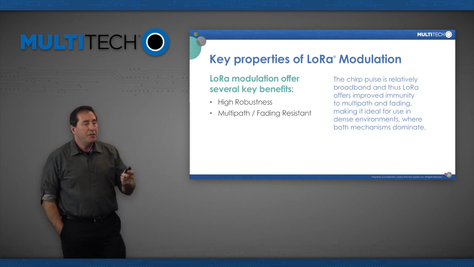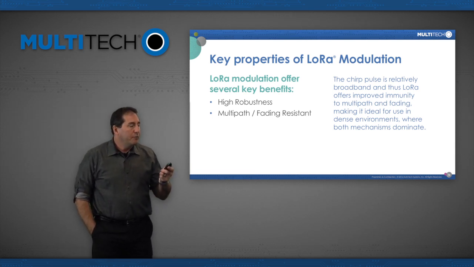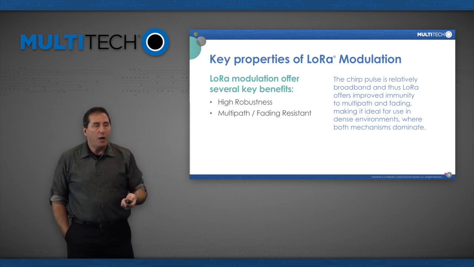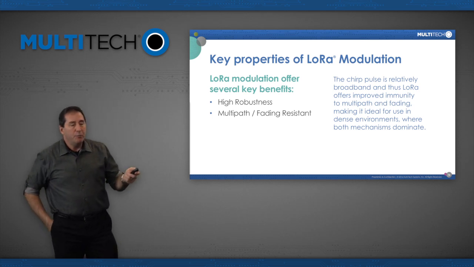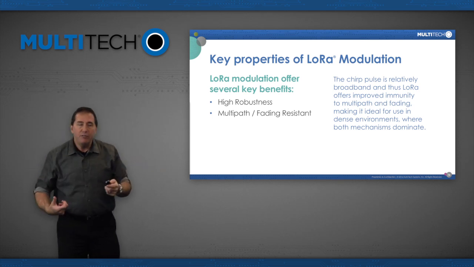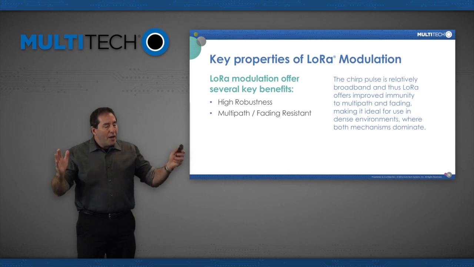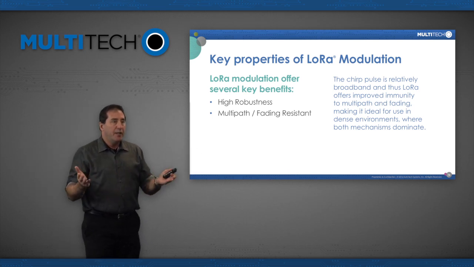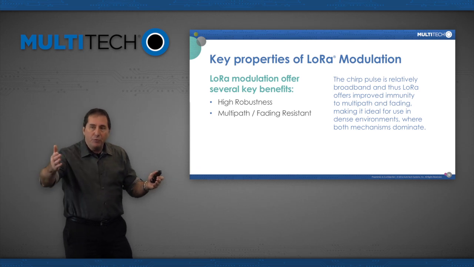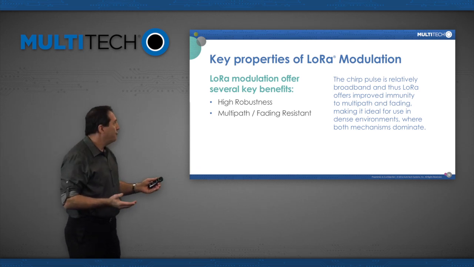LoRa modulation is extremely not susceptible. It's extremely resistant to Doppler and fading. The way the modulation is done, the way you receive the modulation, there's a wide band of shifting that it can tolerate, so that if this device is moving towards you or away, you don't really care.